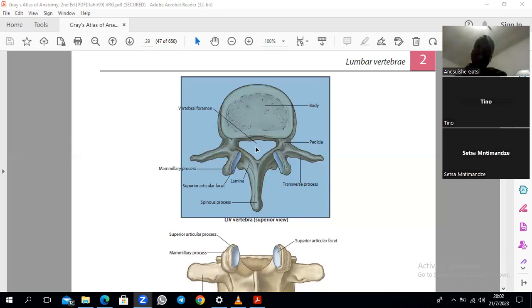So these are lumbar vertebra. So take home message about lumbar vertebra. They have a body that is kidney shaped, a vertebral foramen that is large and triangular. They have a thick quadrilateral spinous process. They increase in size as you go down, right?